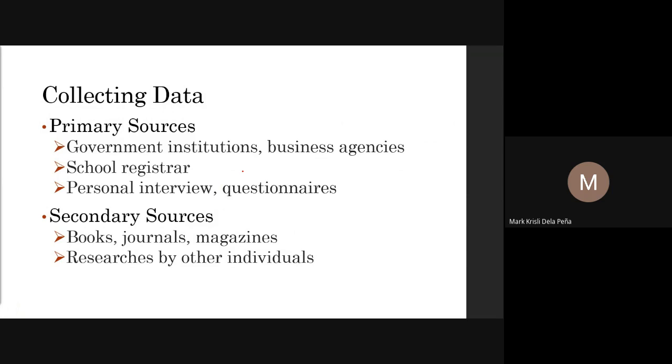Secondary sources of data were collected by other people. We do not personally collect the data, so we can get it from books, from journals, from magazines, or researches by other individuals. So we are the second-hand user of that data. Again, there are two main sources of data: the primary and the secondary sources.